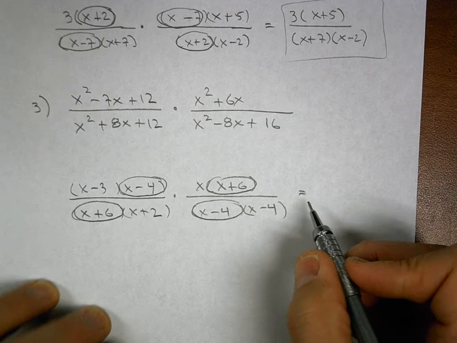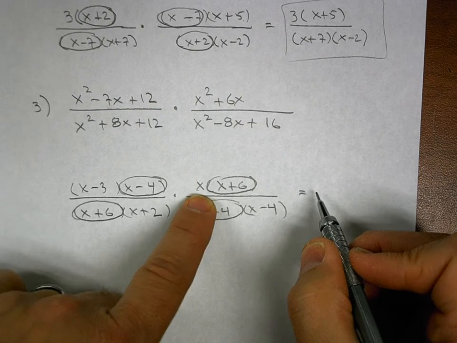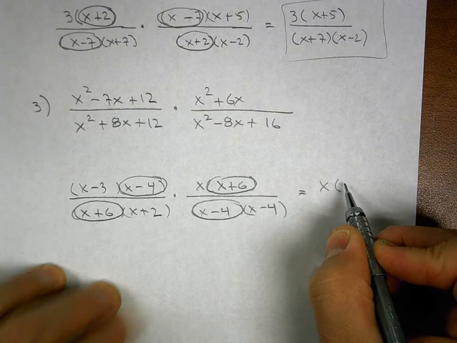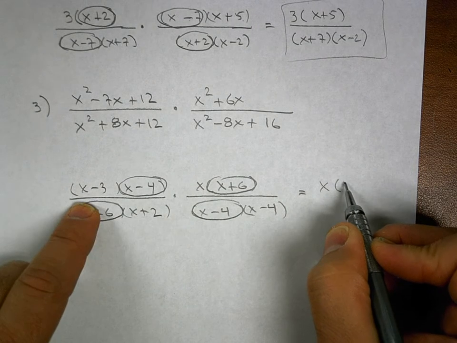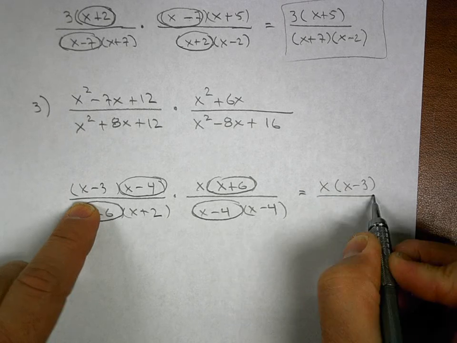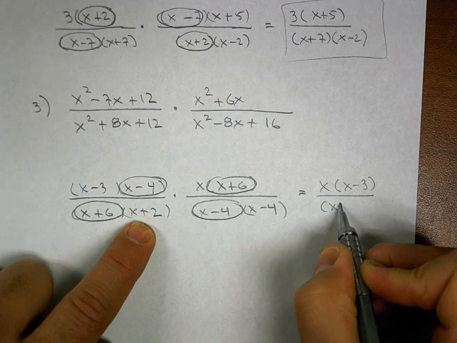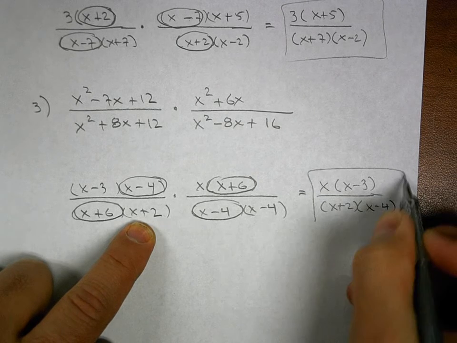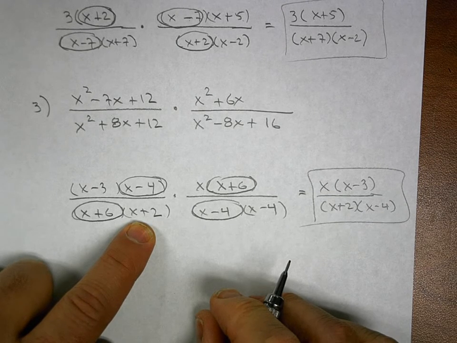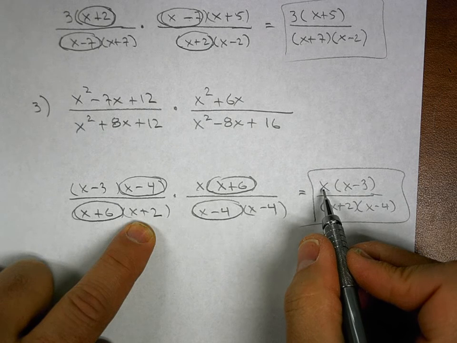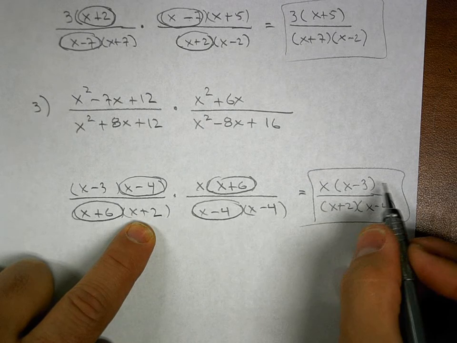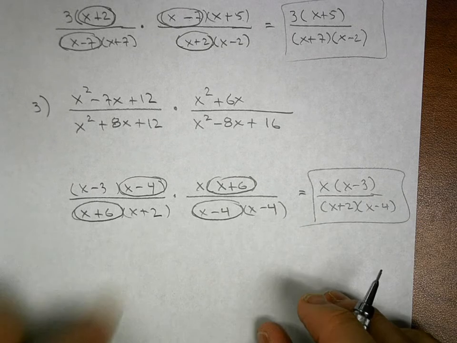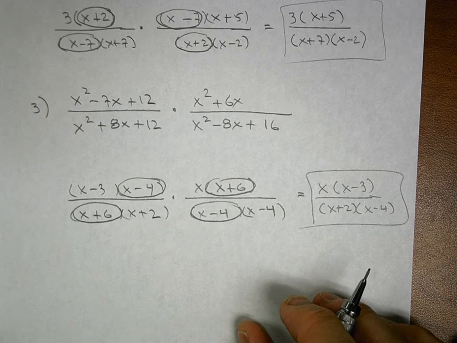x minus 3 and an x. You don't have to put it first, but I'm just going to put it there. So x times x minus 3 over x plus 2 and x minus 4. And that's all we can factor. Does it matter if the x is behind the x minus 3? No, you could put it in front or behind. 2 times 5 is the same as 5 times 2. Same thing, right? Okay, and actually I'm going to stop there.